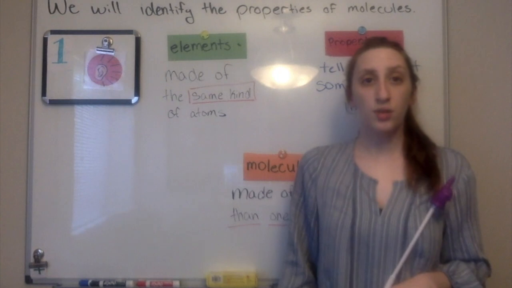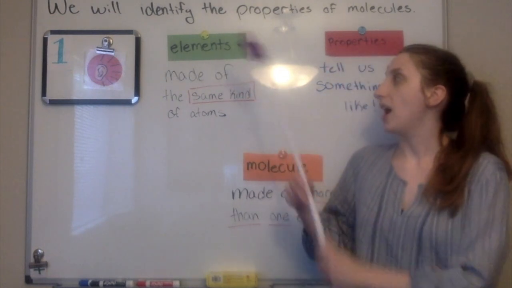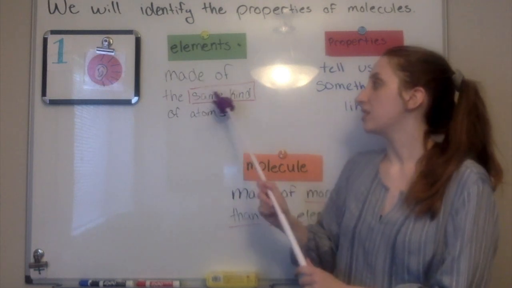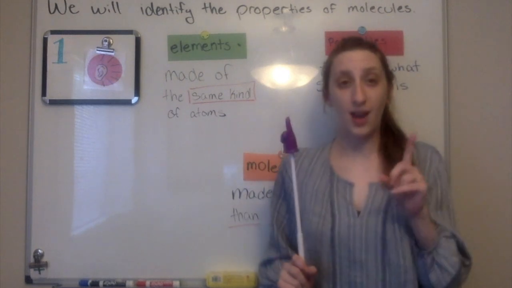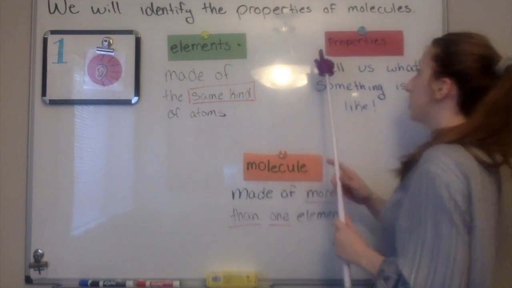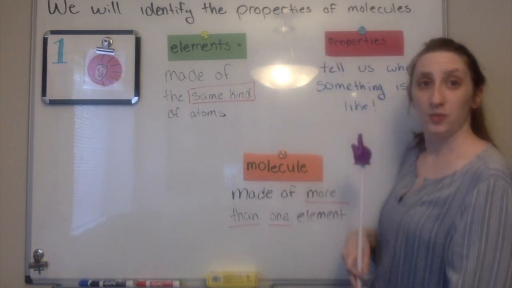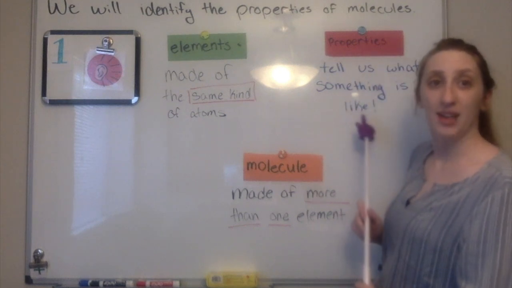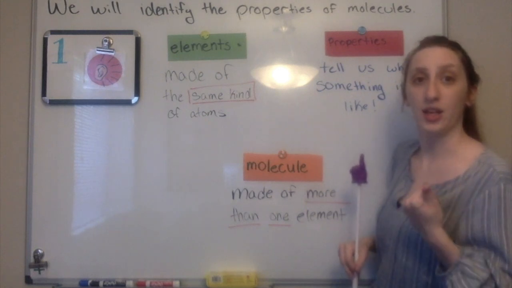All right, so let's review these vocabulary words one more time. We practiced the word elements. We know that elements are all made of the same kind of atoms. They're made of only one kind of atom. We also reviewed the word properties. And what do properties do? They tell us what something is like.